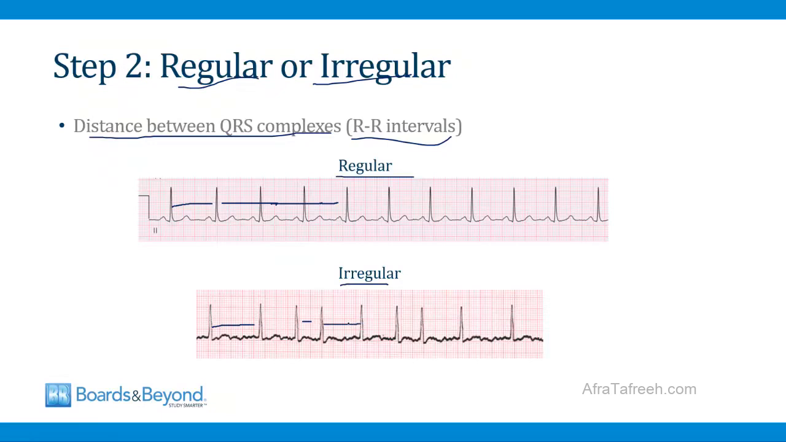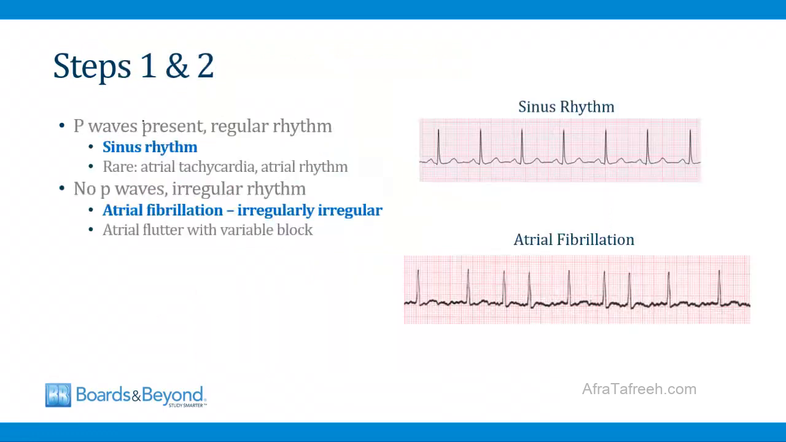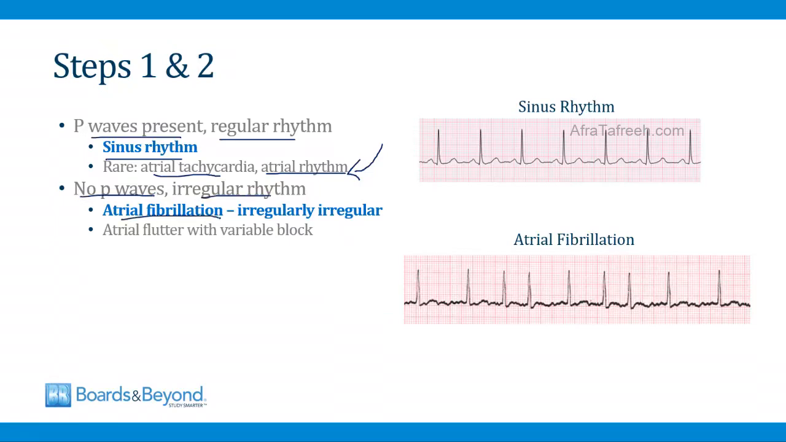So you should be able to quickly recognize the difference between a regular rhythm like sinus rhythm, which is shown at the top of the screen, or an irregular rhythm like atrial fibrillation, which is shown at the bottom of the screen. So once you do the first two steps, you can often put together a diagnosis for what's being shown on the EKG. If P waves are present and the rhythm is regular, it's almost always going to be sinus rhythm. There are other rare rhythms that it could be, like atrial tachycardia or an atrial rhythm, but these are relatively uncommon. And if you're on rounds and you're shown an ECG with P waves present and a regular rhythm, it's most likely sinus. If you see no P waves and the rhythm is irregular, then it's most likely atrial fibrillation.